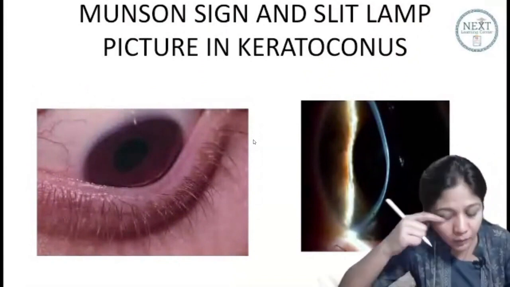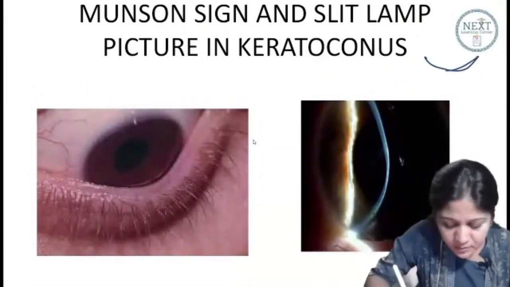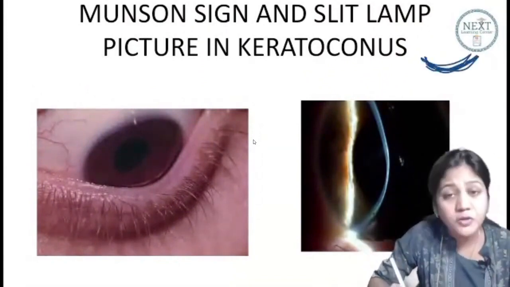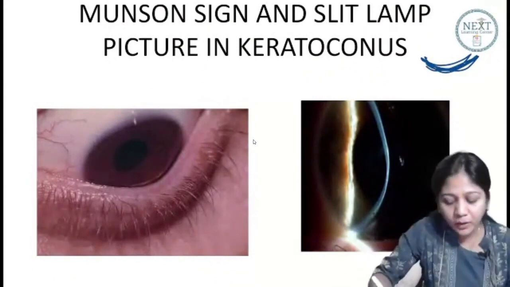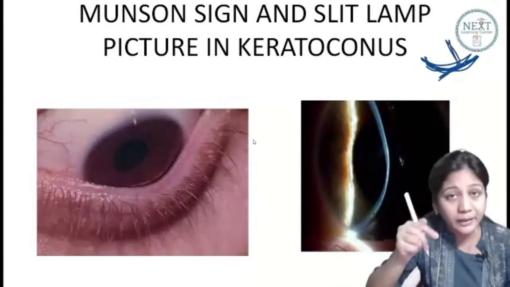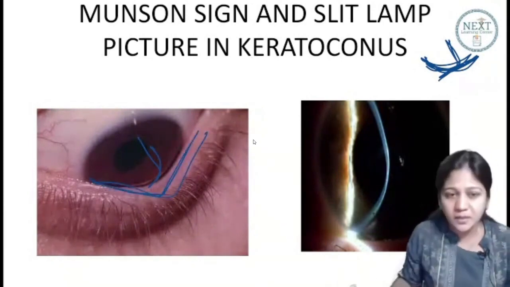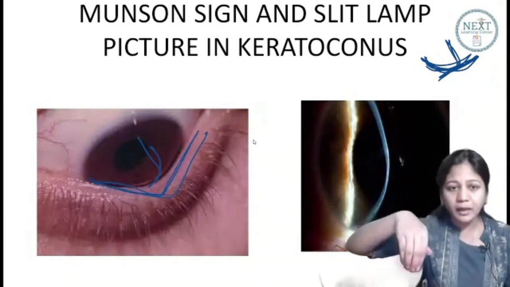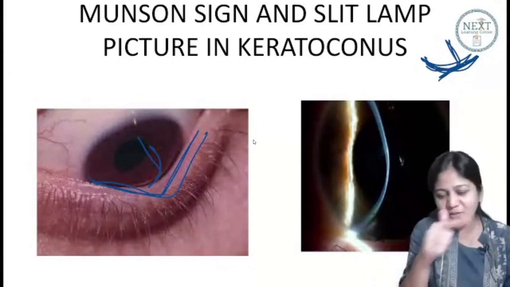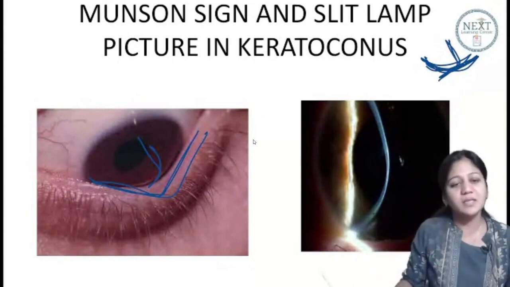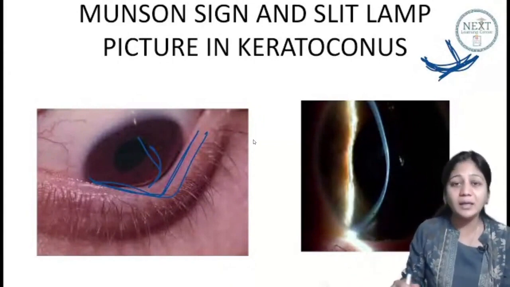Normally when I look down, my lower lid is this. There's no bulge, there's no notching. But if the cornea is protruding, what will happen? The cornea will press upon the lid. So when the cornea is pressing upon the lid, there's a notch. Can you see? The bulging cornea pushes the lower lid, so a notch forms in the lower lid. This sign is your Munson sign, a very classical sign.